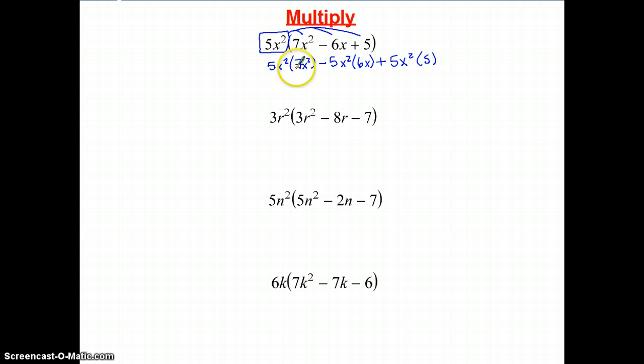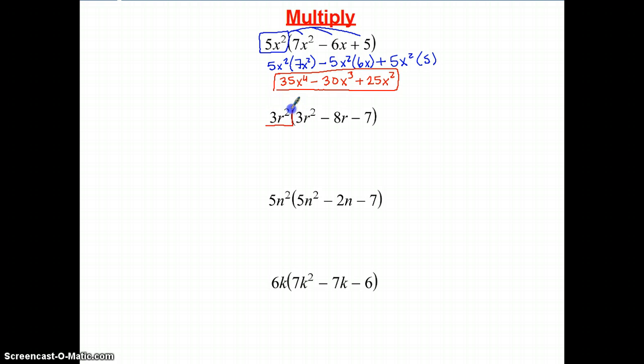Multiplying, my 5 times 7 gives me 35. X squared times x squared gives me x to the 4th when I add those exponents. Negative 5 times 6 gives me a negative 30. X squared times x gives me x to the 3rd when I add the exponents. 5x squared times 5 gives me a positive 25x squared. Since none of these are like terms, we cannot simplify any further.